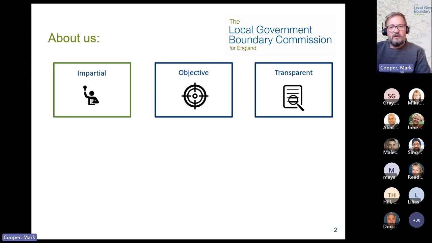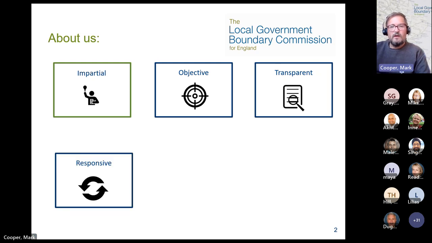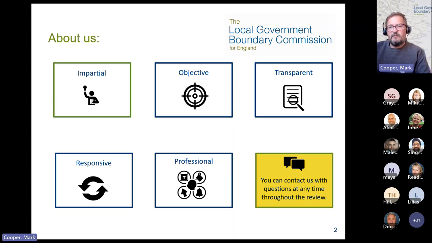We are transparent. We follow clear and open processes, and every submission we receive throughout a review is published on our website, properly redacted, so that people can see how we've reached our decisions. And we publish detailed reports that explain our reasoning. We are responsive to local opinion, and we regularly change our recommendations based on what we've heard from local people during consultations. And we are professional and accessible. We're very open and very easy to get hold of. You can email or phone us direct at any point through the review, and we will answer and give you any help you need in responding to any of our consultations.